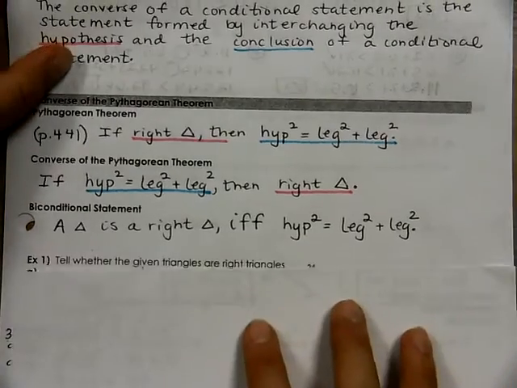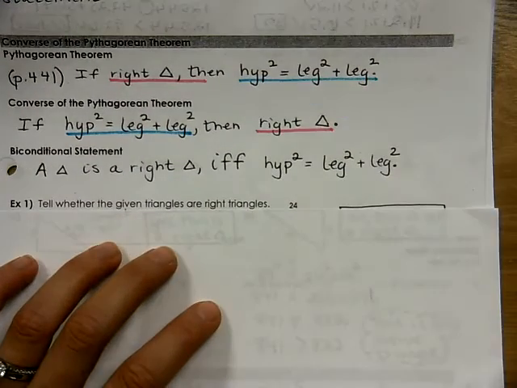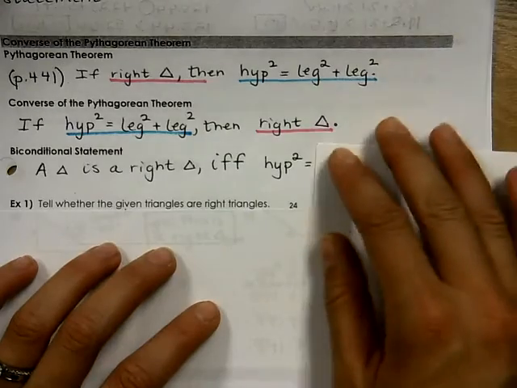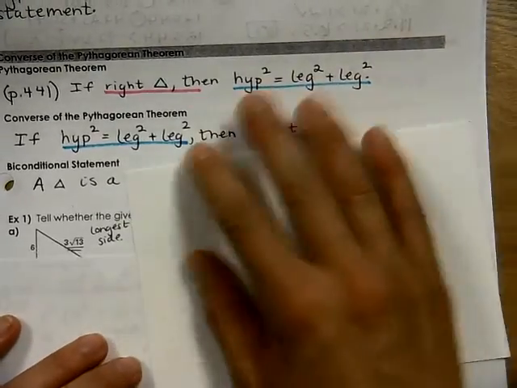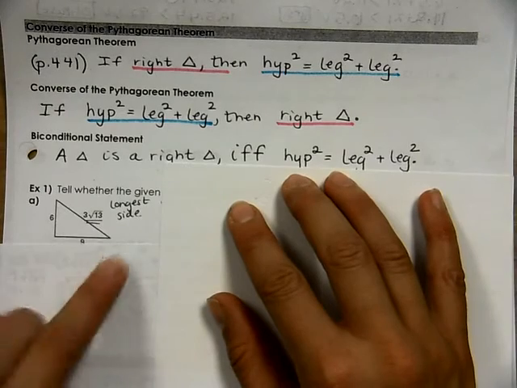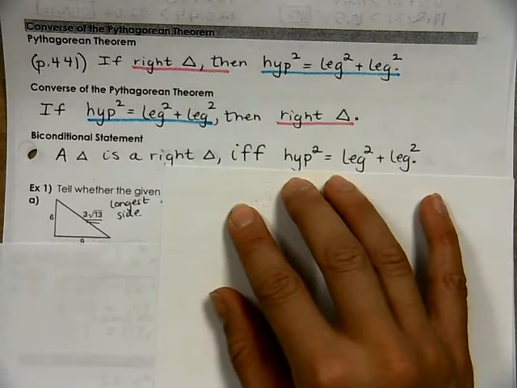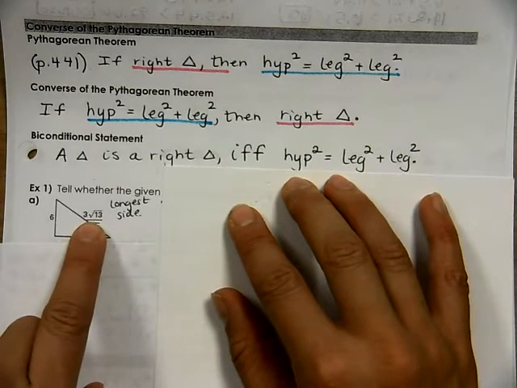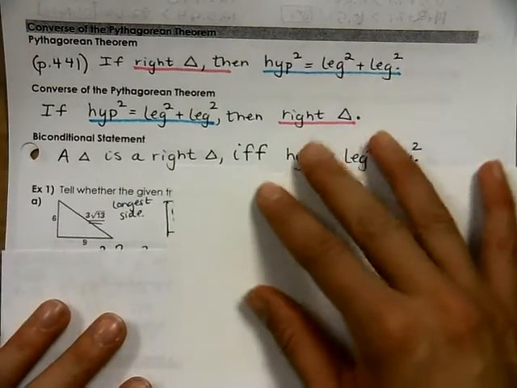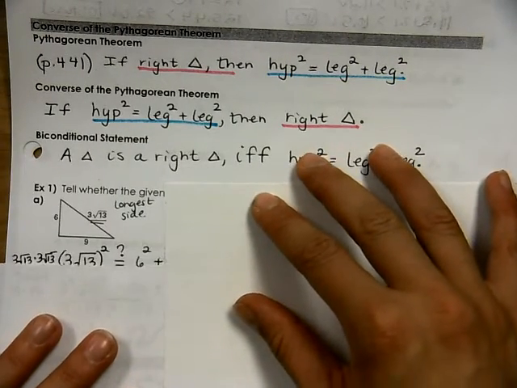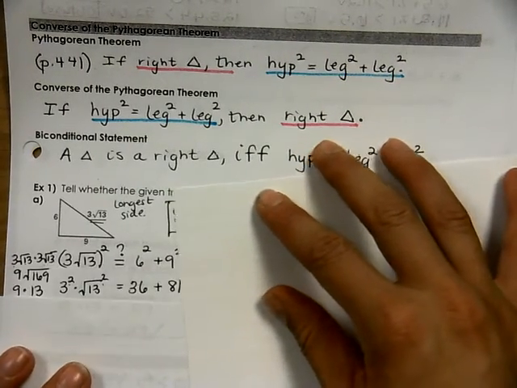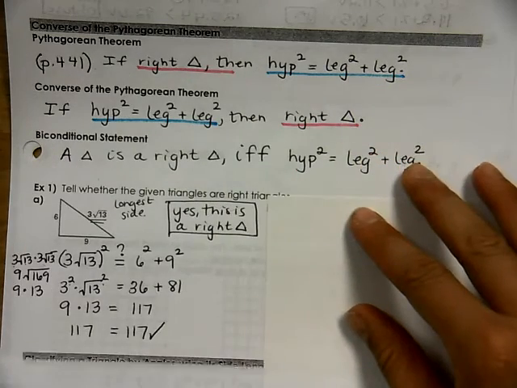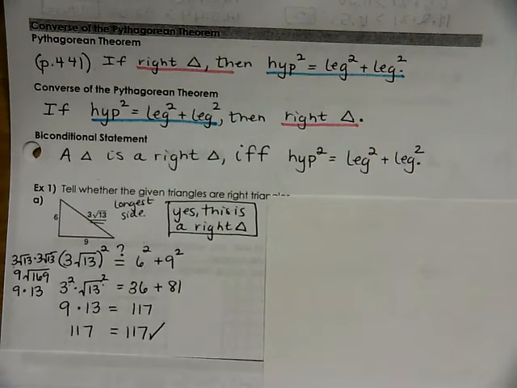So now let's use this. Example 1 asks us to tell whether the given triangles are right triangles. When I look at this first triangle, I recognize that this is the longest side. So if this were a right triangle, that would make 3 root 13 the length of the hypotenuse. So that is what I test. So I want to know, is this statement true? And we find out that it is.